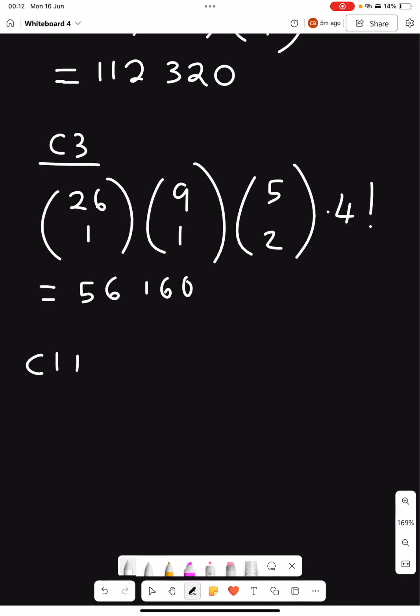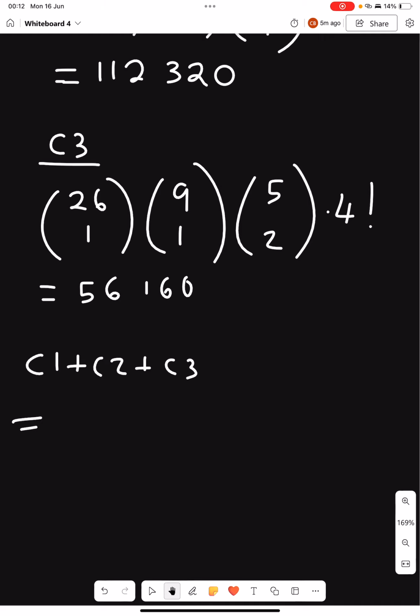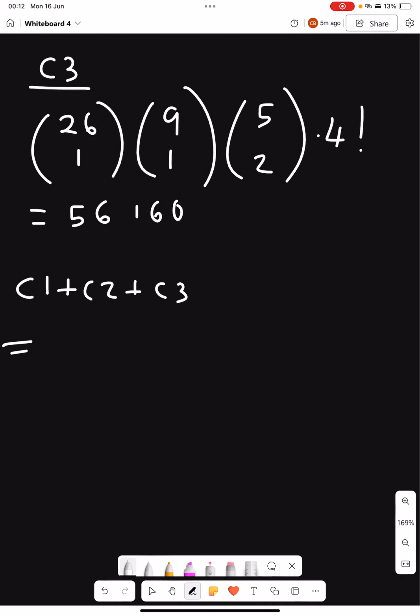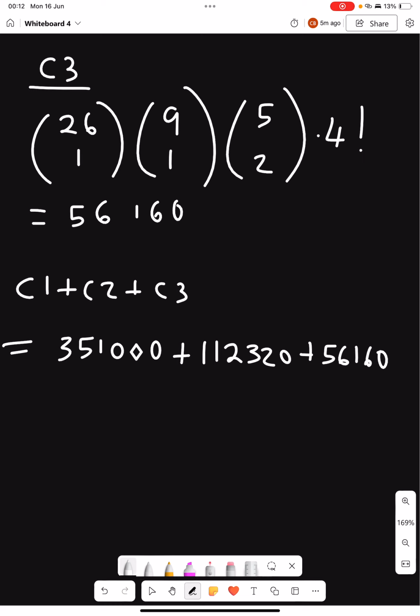All right. And then now we can add all valid cases. So case 1 plus case 2 plus case 3, which will be equal to 351000 plus 112320 plus 56160, and adding that on a calculator gives us 519480, and that should be the final answer.